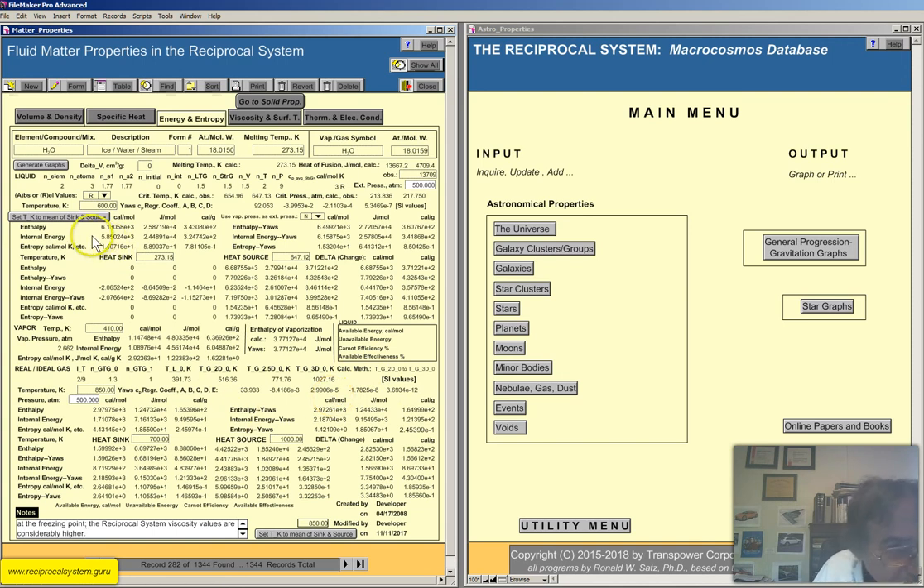So, again, these are structural parameters for the liquid, and these are structural parameters for the gas. Let's see. Well, I think we've covered most of these, if not everything. All right, I'm going to close out.